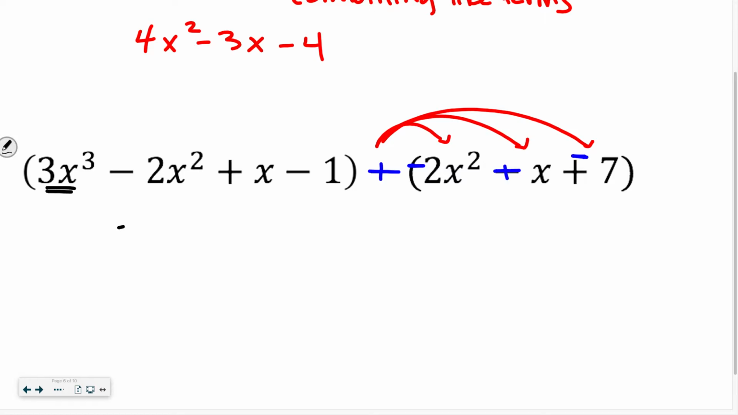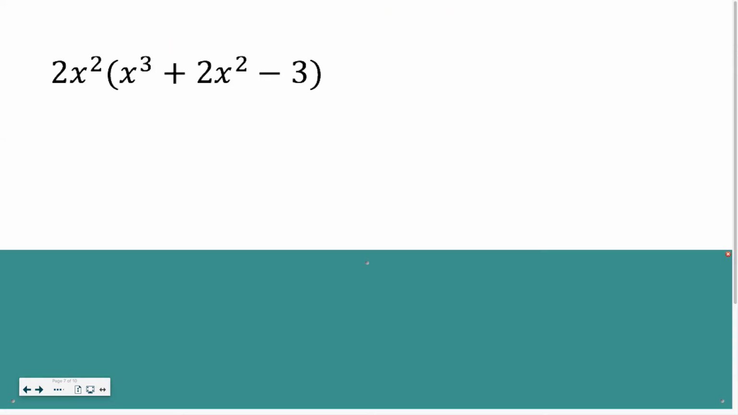Like in this one I have a 3x cubed. It doesn't have a like term. So I just have 3x cubed. And then I have what? Negative 4x squared plus 2x and minus 8. Just combining the like terms. Okay, and then this would be a case where you would do what?